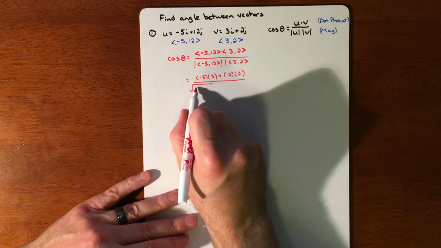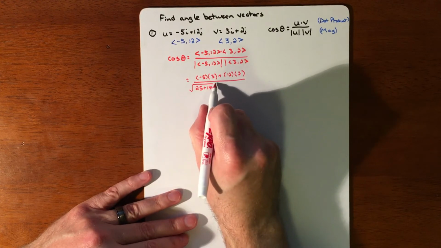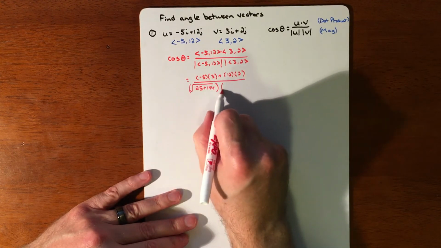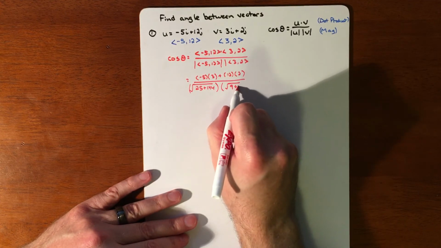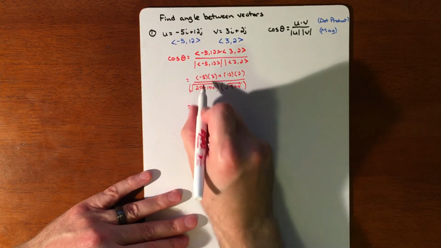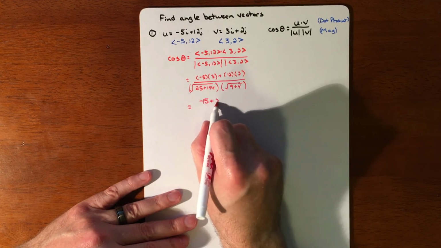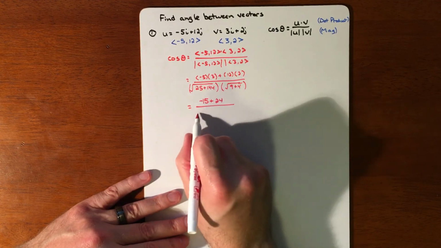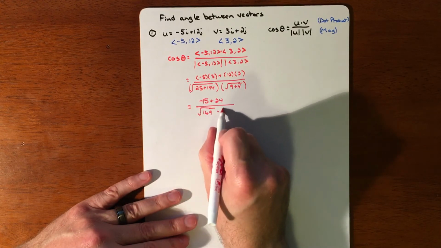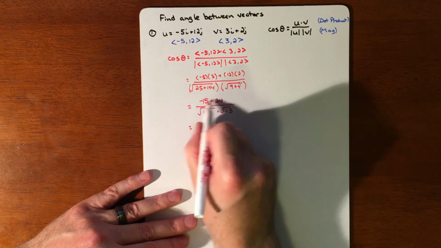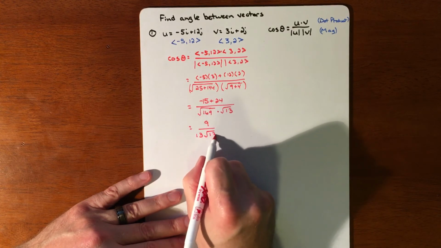So it's -5 squared, which is 25, plus 12 squared, which is 144. So we're going to be multiplying that value times 3 squared plus 2 squared, so 9 plus 4. All right, and then the top, we have a -15 plus 24. And on the bottom, we're looking at the square root of 169 times the square root of 13. So on the top, we get ourselves a 9. On the bottom, we're getting a 13 square root 13.